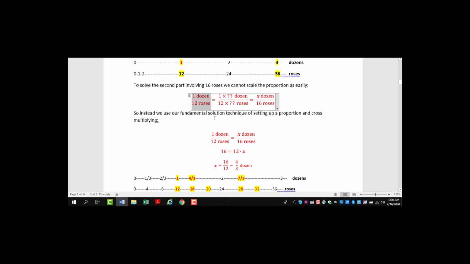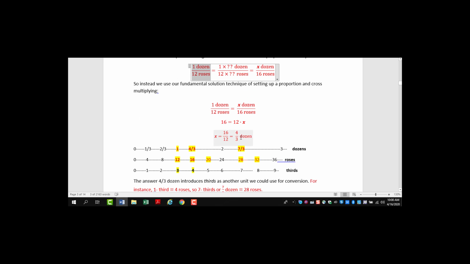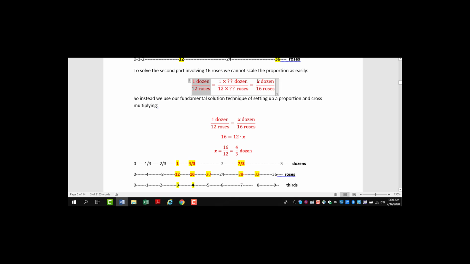So instead, what we do is use our fundamental technique of setting up a proportion, cross-multiplying, and dividing. And we get 4/3 of a dozen. So that would go here, or here. So 16 roses is the same as 4/3 of a dozen of roses.